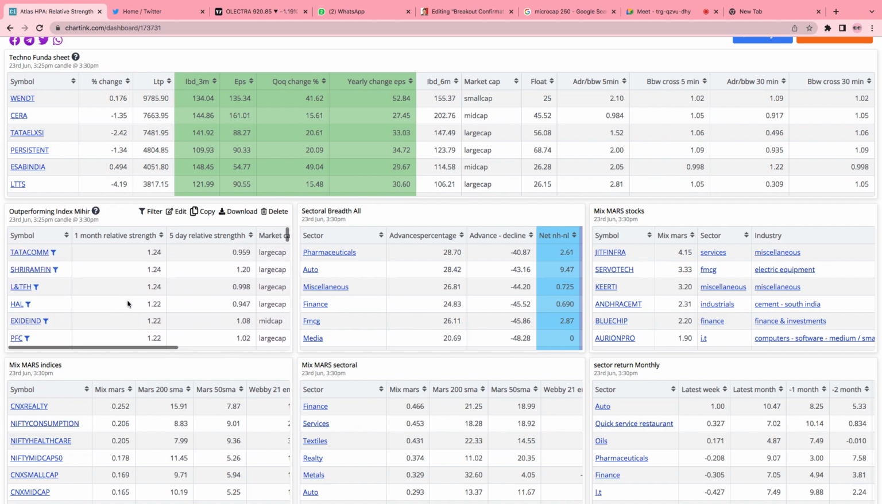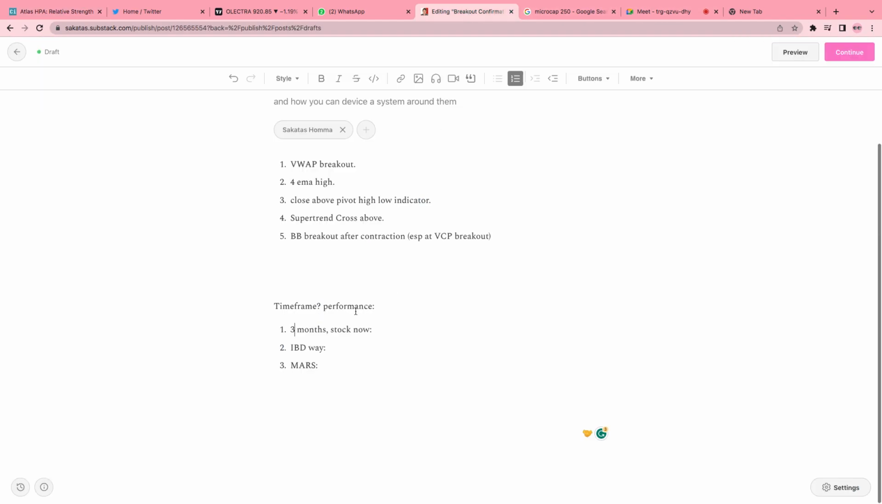So you already, if you sort this out, you are already seeing that Tatacom, Shriram, L&T, Hall, these are relatively outperforming stocks. Okay, similarly, that is one very simple way to show outperformance. Another way is the IBD way.